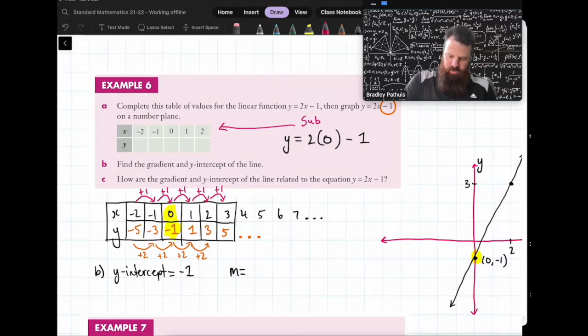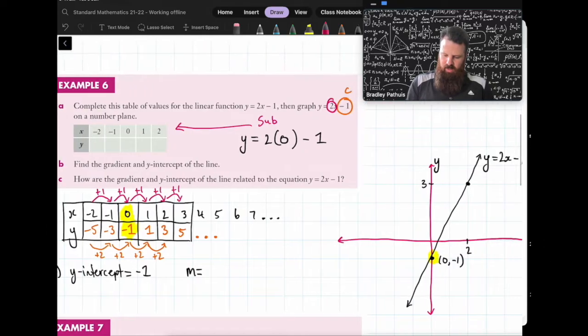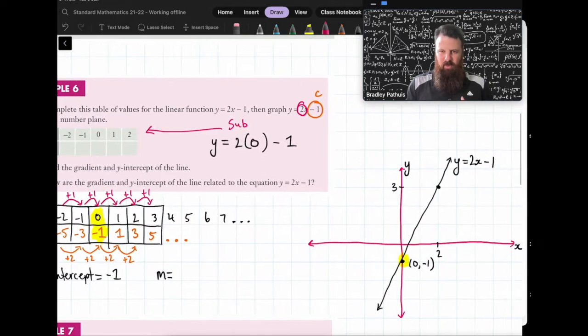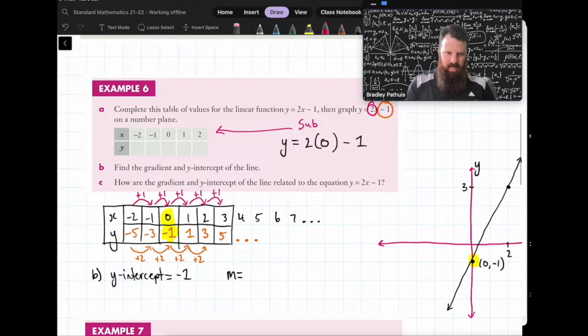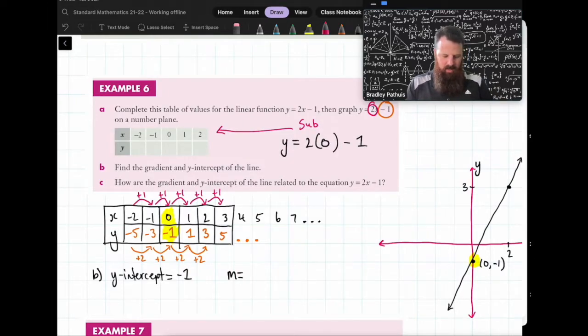And it's sitting right there. It's the positive 2. We can see it's positive 2, our line's going uphill. And when we look at our table of values, as x is changing by 1, y is changing by 2. So our gradient's there. And how are the gradient and y-intercept of the line related to the equation 2x - 1? Well, there's our gradient, there's our y-intercept. It's pretty much written right there in the formula.